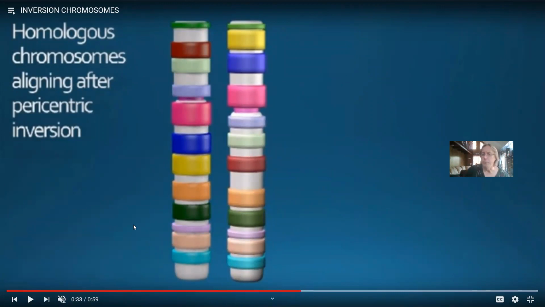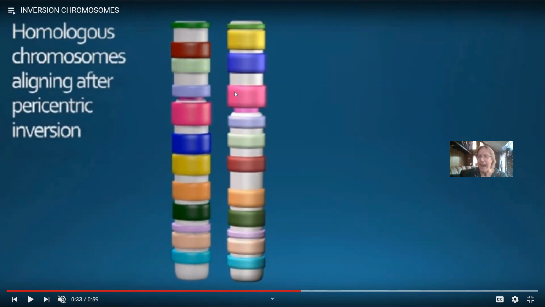A major problem of inversions is what happens in meiosis when gametes are made. Because in meiosis, crossing over occurs. Actually, crossing over has to occur, right? If crossing over doesn't occur, then the cell dies and doesn't produce gametes. So crossing over must occur for normal meiosis.